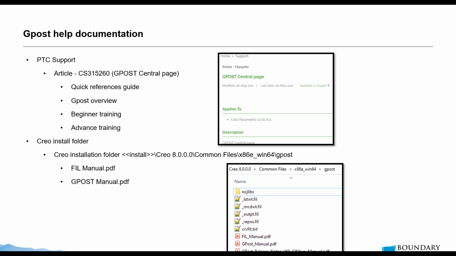Then also help documentation in your installation directory. If you go to common files and into your x86e_win64 gpost folder, there are full manuals in there. These are large manuals, about 600 pages explaining everything to you. So you should be able to find anything full related or gpost related in there.